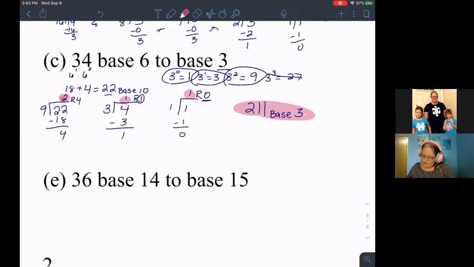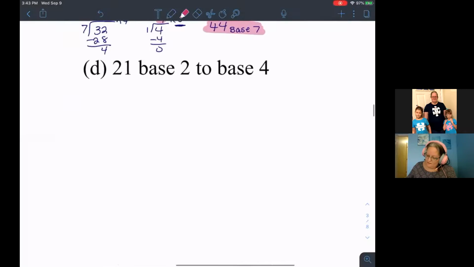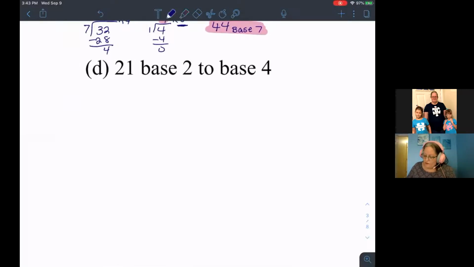All right, let's try D. 21 base 2 to base 4. We're going to change the base 2 to base 10. To do that, we do 2 to the 0 power, which is 1. 1 times 1 is 1. And then 2 to the first is 2. 2 times 2 is 4. That's going to be equal to 5 base 10.